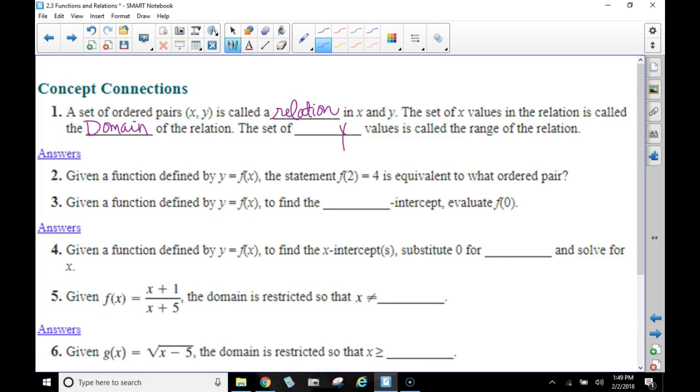Now, number 2, it says, given a function defined by y equals f of x, the statement f evaluated at 2 equals 4, or the value of our function at 2 is 4, is equivalent to what ordered pair? Remember, this is your x value, so 2, 4. Given a function defined by y equals f of x, to find the blank intercept, evaluate f at 0. So basically this is saying let x be 0. When we do that, we find the y-intercept.